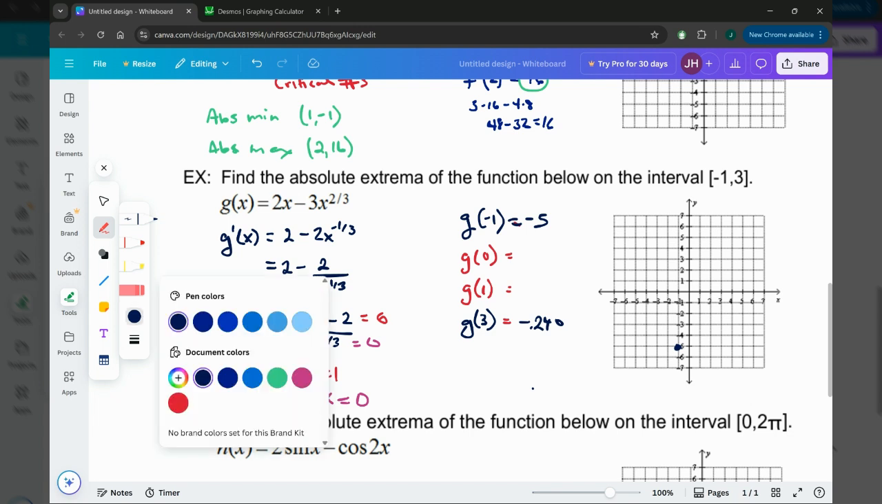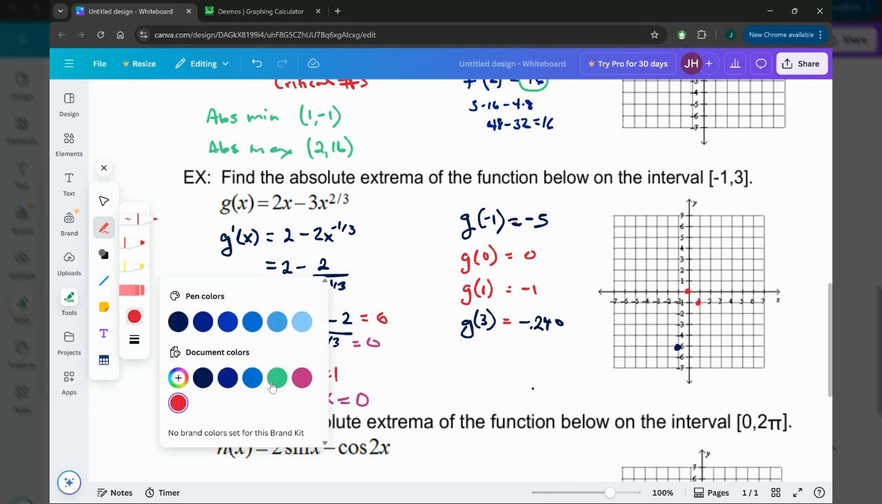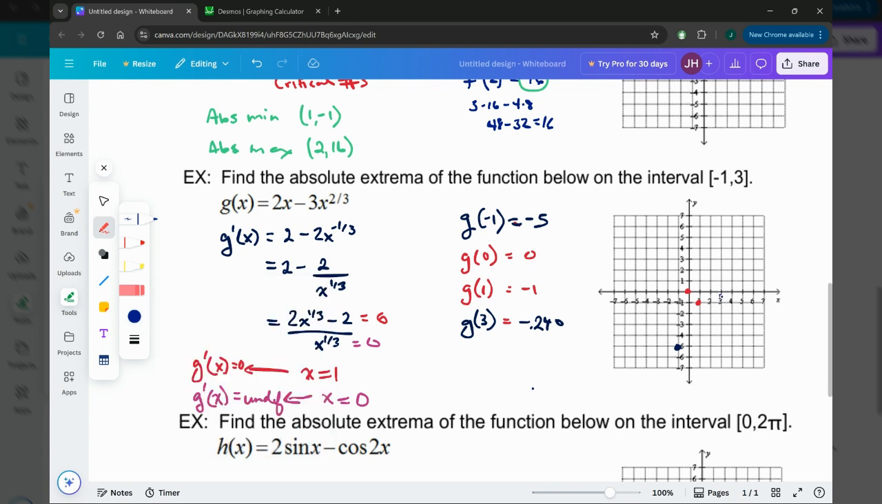Now, if I plug in my critical numbers, so if I plug in 0, I'm going to get 0. If I plug in 1, I'm going to get negative 1. So at 0, I get 0. At 1, I get negative 1. And then, like I said, at 3, I get negative 0.24. So this graph comes up, hits a cusp, comes back down, and comes back up to here.